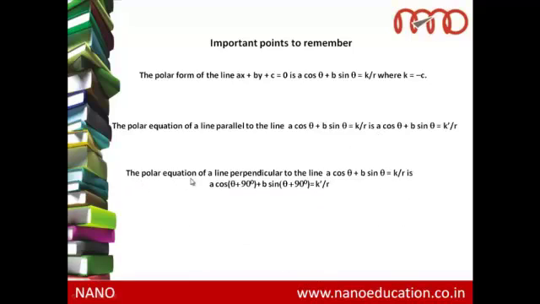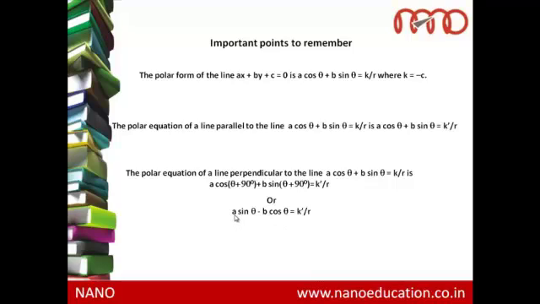Similarly, the polar equation of a line perpendicular to the line a cos theta plus b sin theta equal to k by r is, replace theta with theta plus 90, and there will again be a change in the constant term k. So the equation which is perpendicular to the line a cos theta plus b sin theta equal to k by r, we can write it as a cos(theta plus 90) plus b sin(theta plus 90) is equal to k dash by r, or this comes out to a sin theta minus b cos theta is equal to k dash by r.